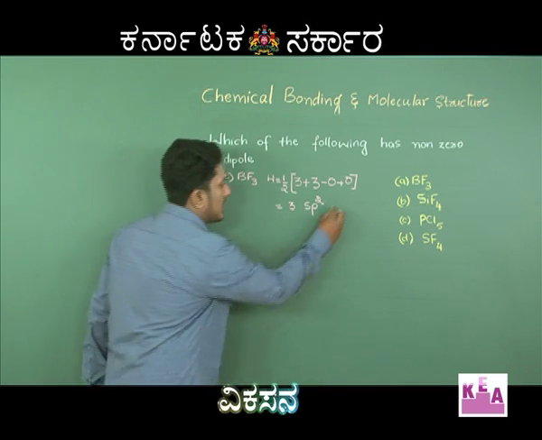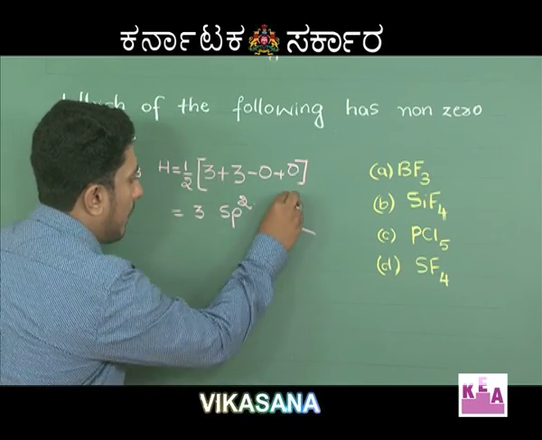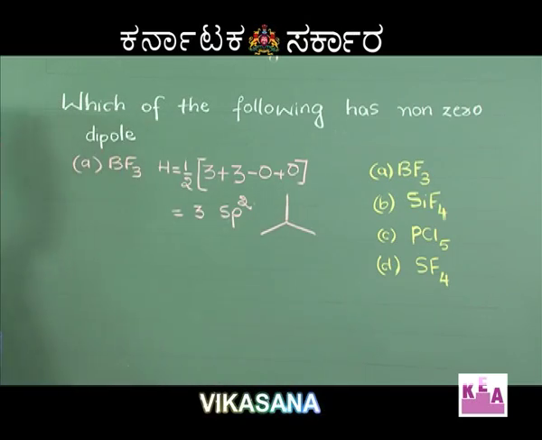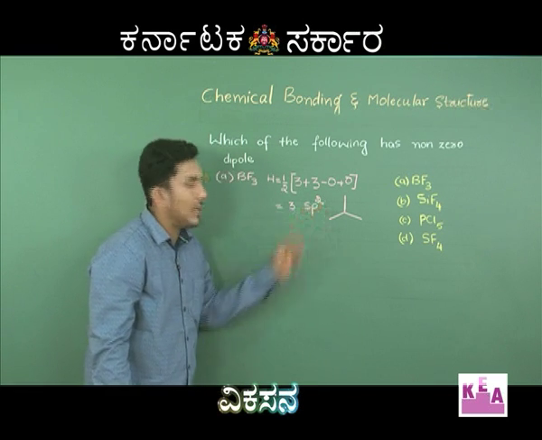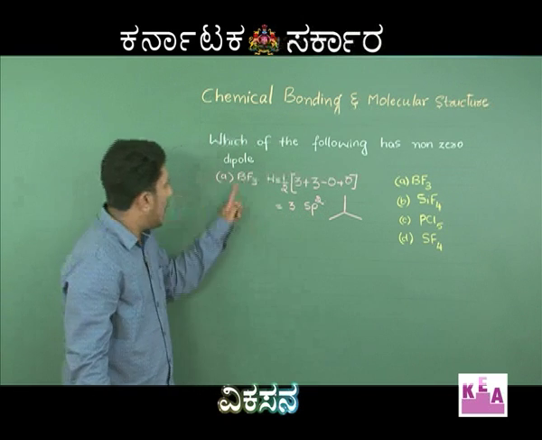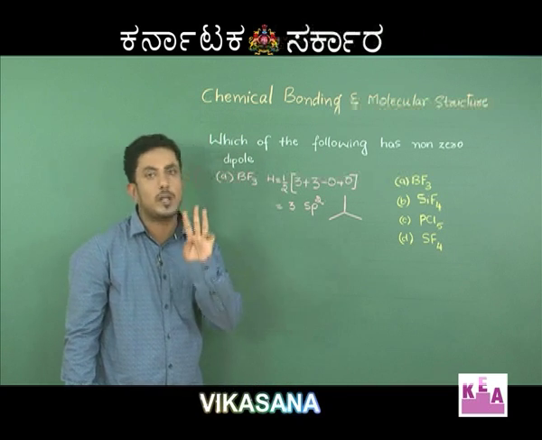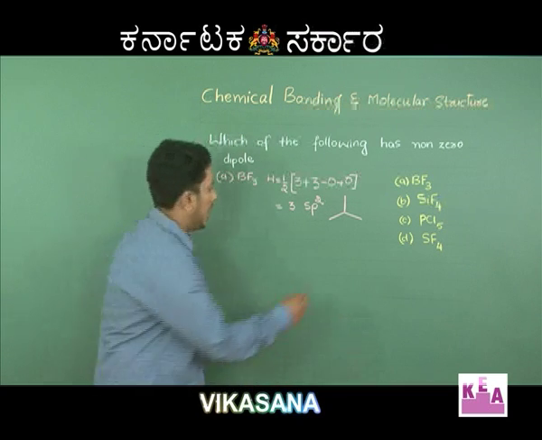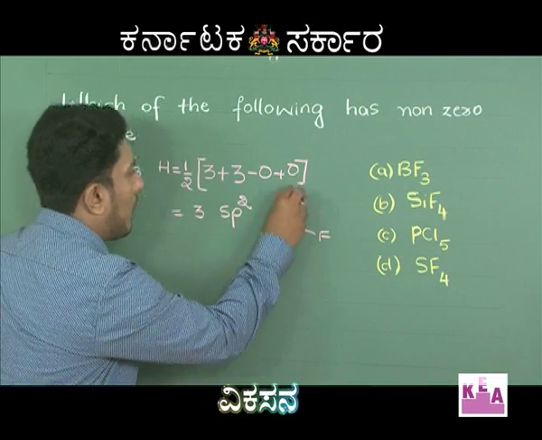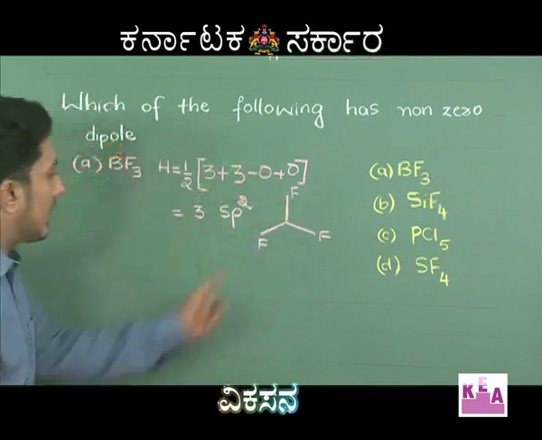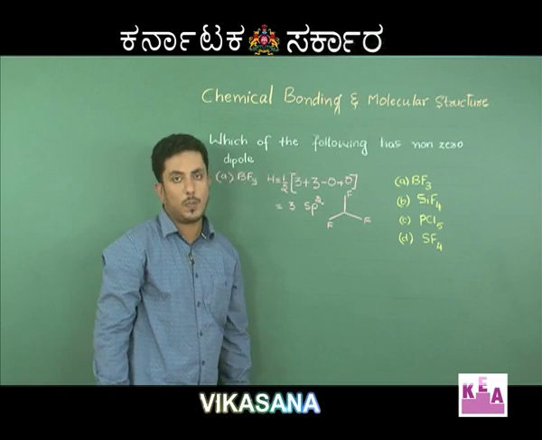If the hybridization is sp2, then the geometry will be trigonal planar. Shape depends upon the number of bond pairs and the number of lone pairs. sp2 hybridization indicates 3 orbitals. Boron is linked to 3 fluorine. That means all the 3 orbitals are occupied by fluorine. Hence, boron trifluoride has a perfect trigonal planar shape. Since it has a regular geometry, the dipole moment is equal to 0.